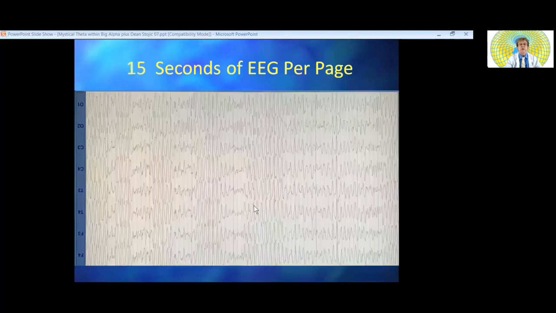And then what we can do is take one of those massive theta bursts and show you expanded by putting 30 seconds on the page so you can see more detail. And we can even expand it so you can see 15 seconds on the page. And there you can actually count the frequency because from here to here is 1 second. You can actually count what the frequency is of that theta.